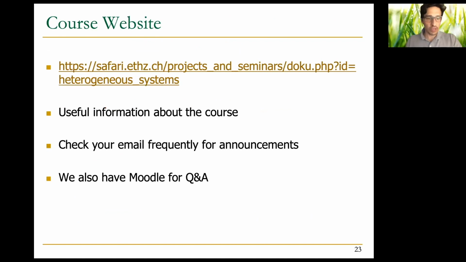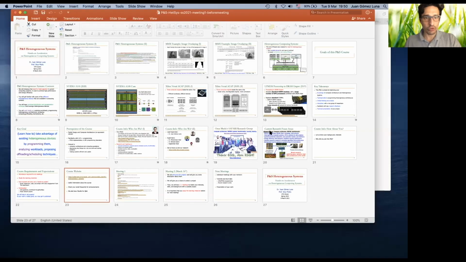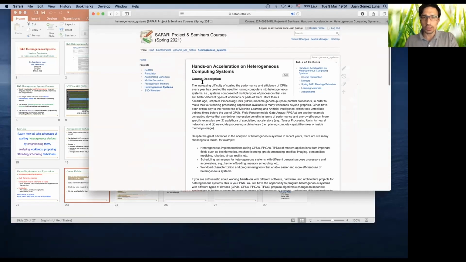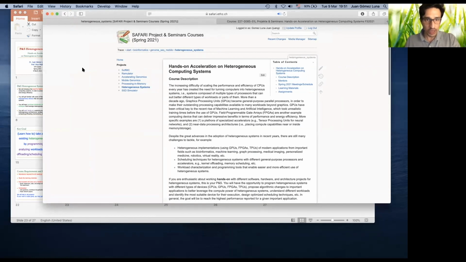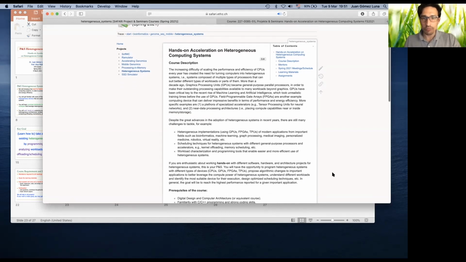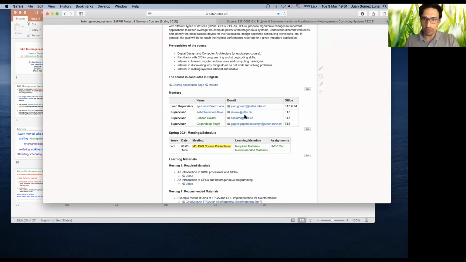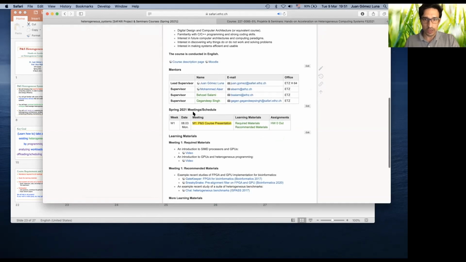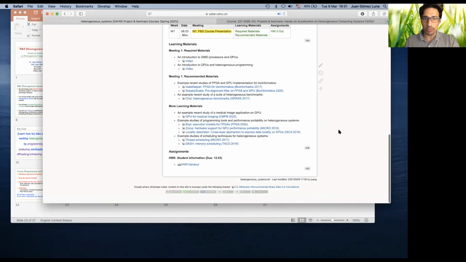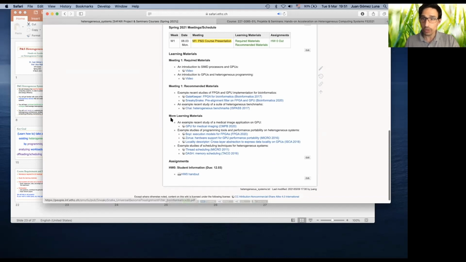The course website, let me very quickly show it to you, even though you may have already seen it. This is the course website. It's not only for this P&S, you can also see other P&S offered by your group. Here you have the course description, prerequisites, our contact information, and then scheduling. I will upload the slides here right after the meeting, and also the recording of this meeting as soon as it's ready.